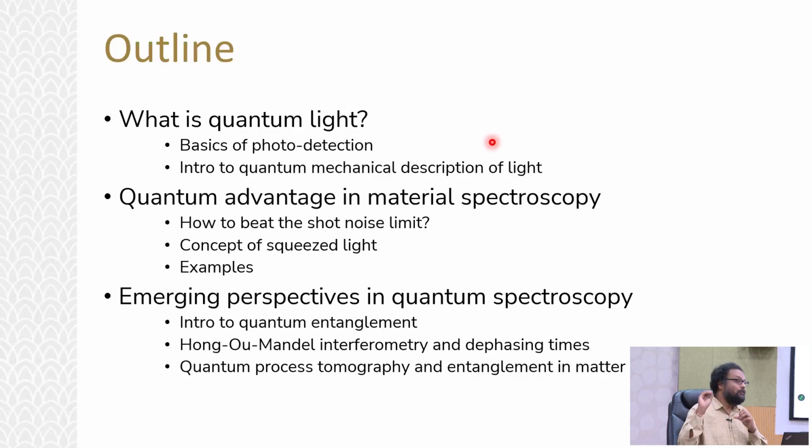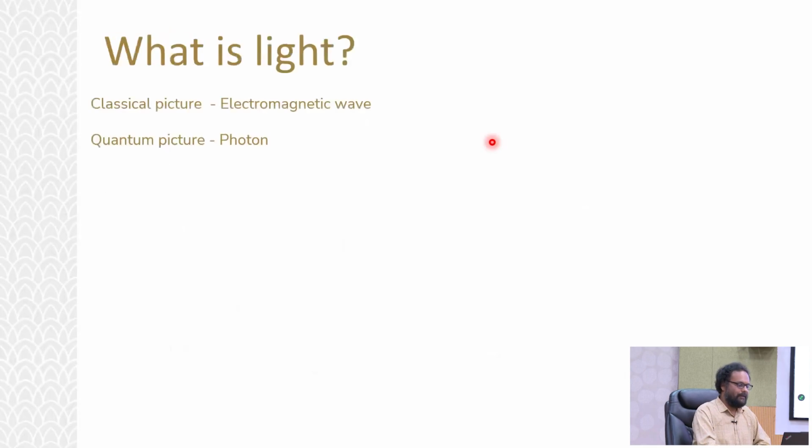Okay, but use of squeezing in the context of spectroscopy is rather new, and I would say in a very nascent stage, a very, very fertile field to think about. Right? And lastly, I am going to end with emerging perspectives. The quantum advantage of squeezing is established. You can have textbooks on this already. Okay, but emerging perspectives are something really new where we don't know what we are seeing. Okay, all right. So we already answered this. What is light? Classical picture, electromagnetic wave; quantum picture, photon.